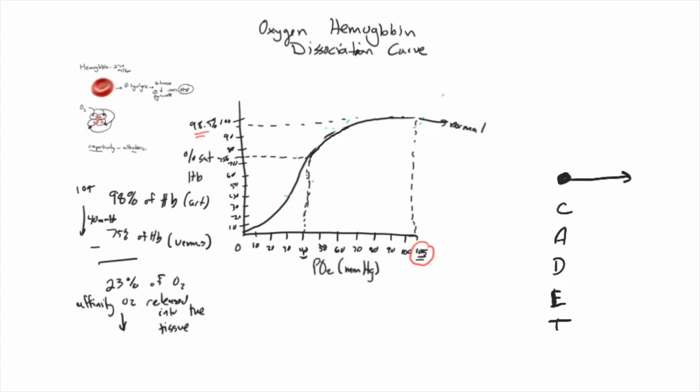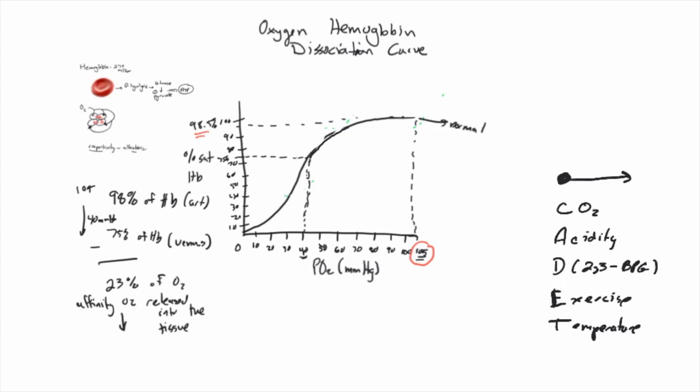So we think about things that will start with this letter. So first is going to be C for carbon dioxide. The A is going to stand for acidity. The D is going to stand for 2,3-BPG, so diphosphoglycerate, or 2,3-bisphosphoglycerate. We'll talk about what that is in a second. The E is going to stand for exercise, and the T is going to stand for temperature.